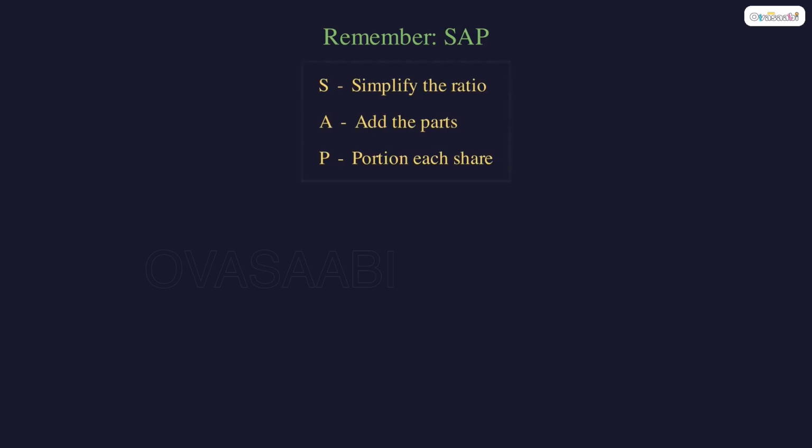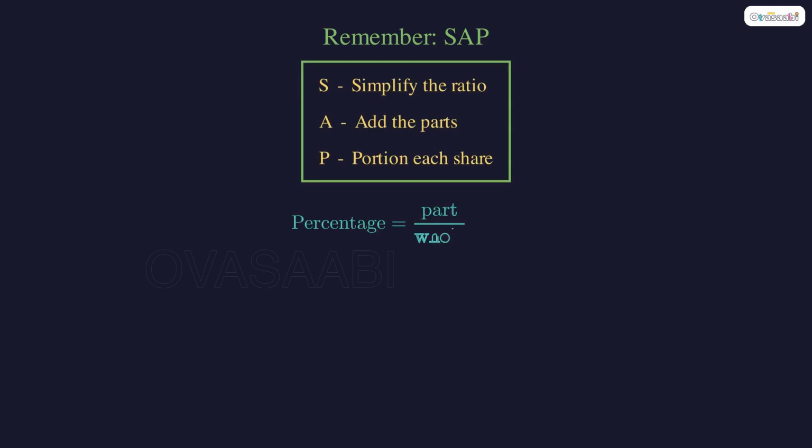Remember the word SAP: simplify the ratio, add the parts, portion each share. And for percentages, part over whole times 100. Repeat it like a song.